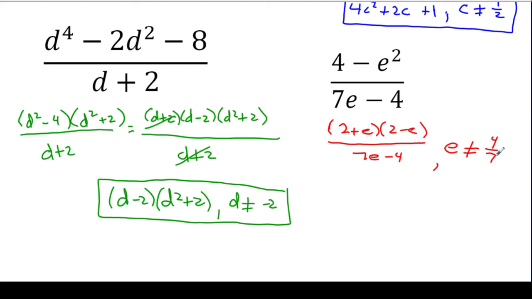So in all of these problems, we followed the same process. We factored completely. We canceled out something in the numerator and the denominator if it was possible, and then we stated domain restrictions so that people knew what values were going to turn the denominator into 0 so that they did not plug in those values when they're evaluating the expression.